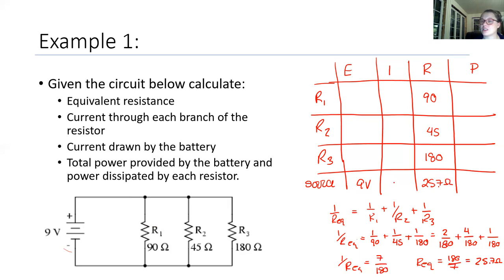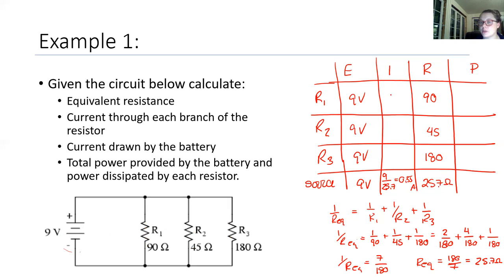So it appears like there's less resistance in the circuit. This allows us to calculate how much current is coming from the battery. Current from the battery is just going to be equal to 9 over 25.7, which is equal to 0.35 amps. Now, we said earlier that in parallel, the voltage push from the battery is the same as the voltage push from R1, R2, and R3. So we can fill those in.